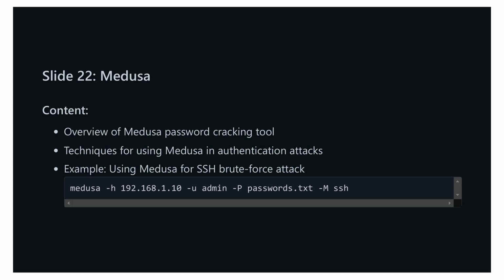In this command, -h specifies the host to target. -u defines the username to be used. -p points to the file containing our list of potential passwords. -m indicates the module, which in this case is SSH. This will initiate a brute force attack attempting each password in the list against the SSH service for the admin username on the specified host.